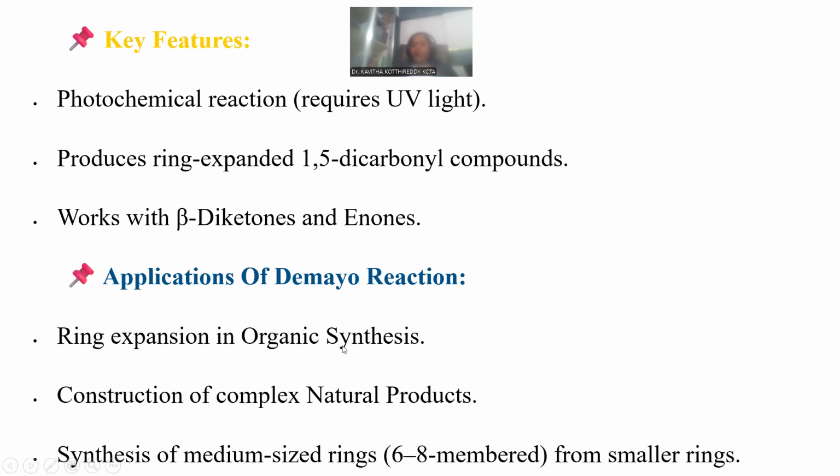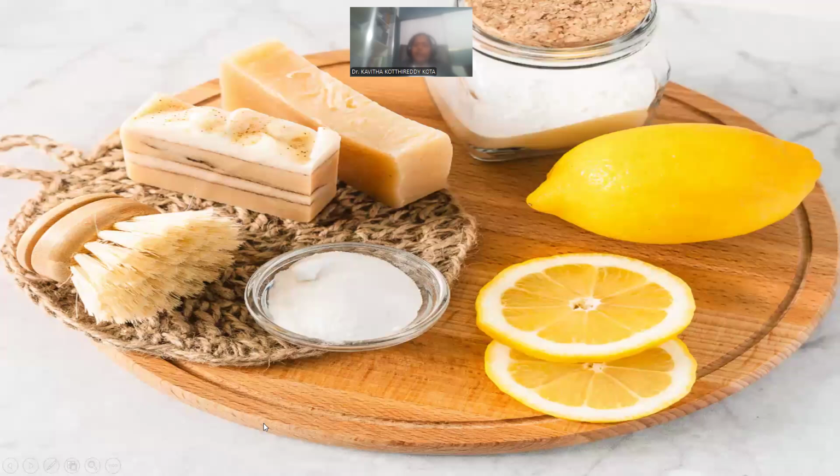Wherever ring expansion is required in organic synthesis, you can apply the De Mayo reaction, as it facilitates two carbon elongation. Even complex natural products are simply synthesized by the De Mayo reaction in laboratory viable pathways. Synthesis of medium-sized ring systems like 6 to 8 rings is very simple by this De Mayo reaction. By this we successfully accomplished the entire session. These kinds of molecules, the symbols of natural products, are made by the De Mayo reaction, which is also taking part in natural product synthesis. That's why this kind of natural product is taken into the picture.